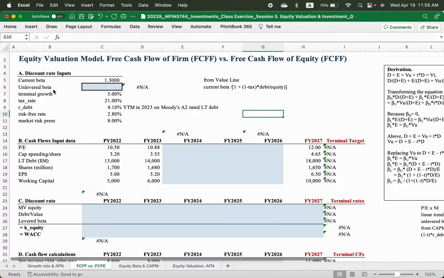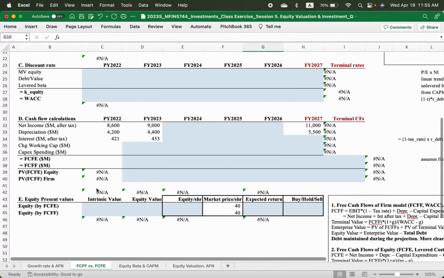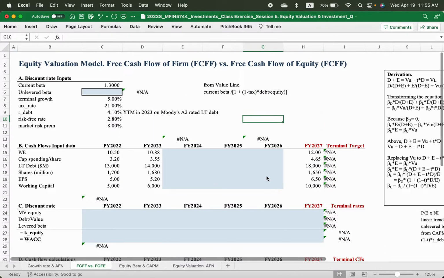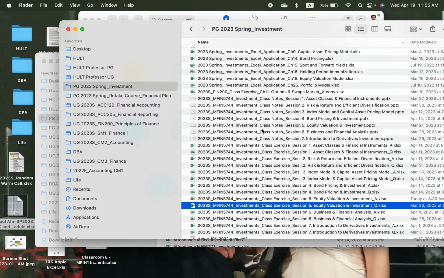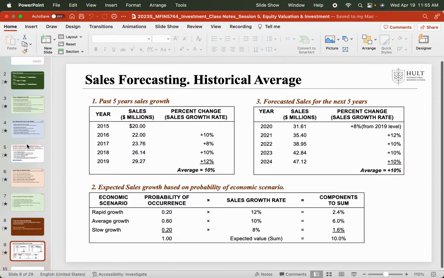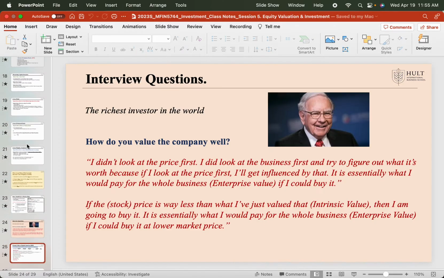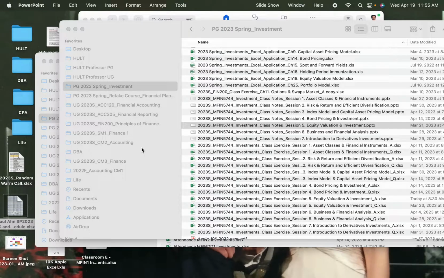The model is comprised of the discount rate inputs and the cash flows, with the cash flow calculation based on the FCFE and FCFF, and finally we get the equity present values. Before jumping into this exercise, please read the textbook or hear the class notes. At least you must understand all these class notes concepts first. Otherwise, it is useless to exercise through this model.